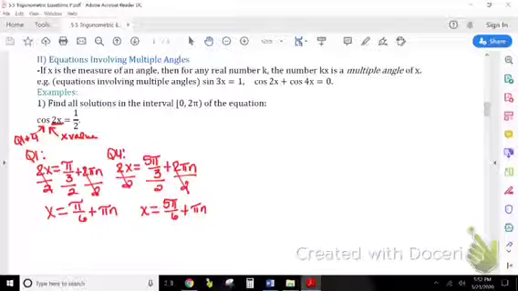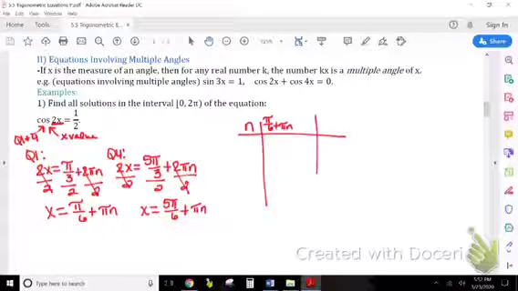And so, if you watch the videos that come with the My Math Lab, they just start picking some random numbers and try to plug it in and see what works. But I have a little more organized way, and it's a table. So we're going to pick some n values, and we're going to plug it into each of our answers. So we're going to plug it into pi over 6 plus pi in. And we're going to plug it into 5 pi over 6 plus pi in.